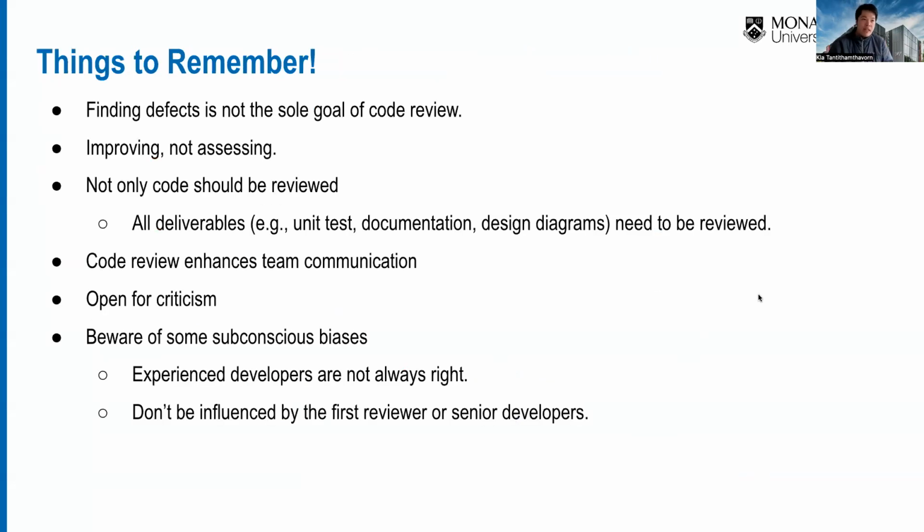So there are a few things to remember, okay? Finding defects is not the sole goal of code review. It's about code improvement, knowledge transfer, shared code ownership, and lessons learned within the team. And improving is not assessing, okay? We are talking about improving the code, but you should not only say what's wrong. You should say how to improve it. That's a key goal of doing code review, okay?